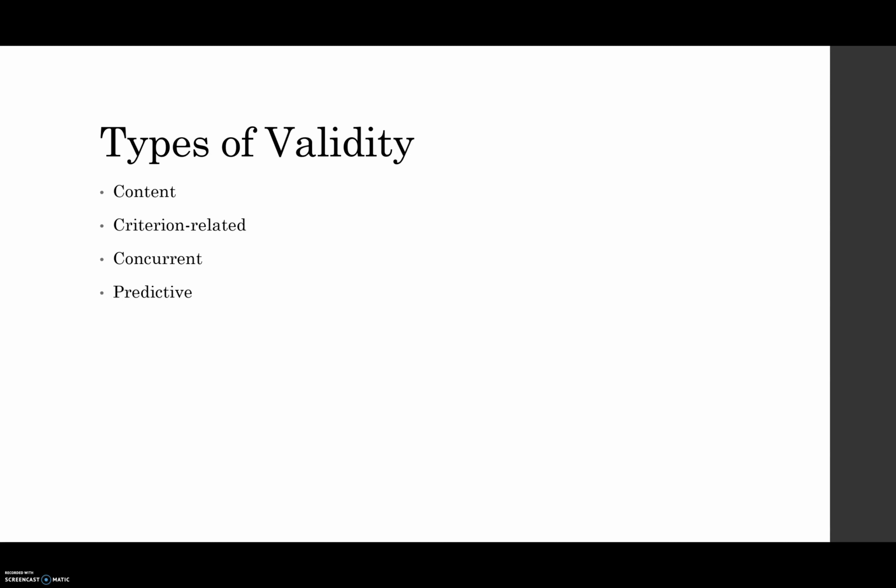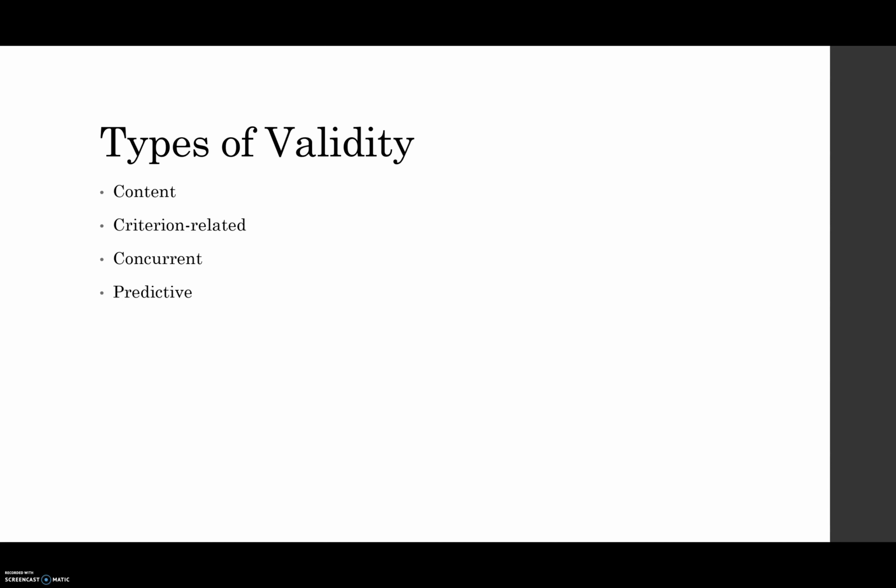When test items are compared with an instructional objective to see if they match, we are assessing for evidence that a test has content validity. Criterion-related validity evidence can be determined by correlating test scores with an external criterion or standard for the purpose of obtaining a numerical estimate of validity evidence.